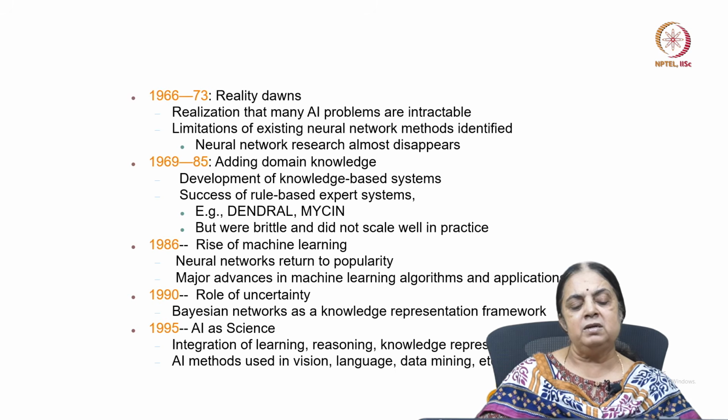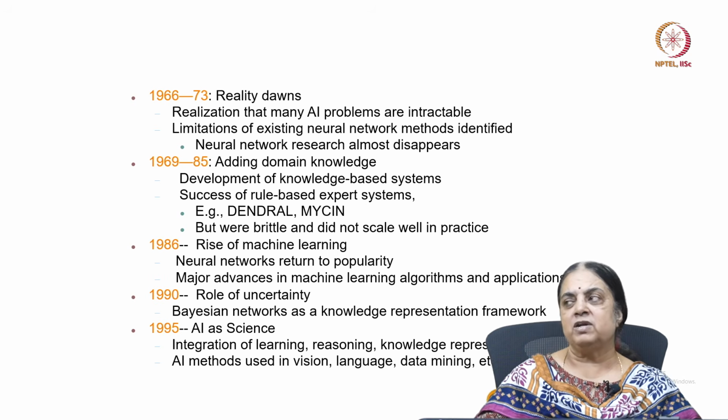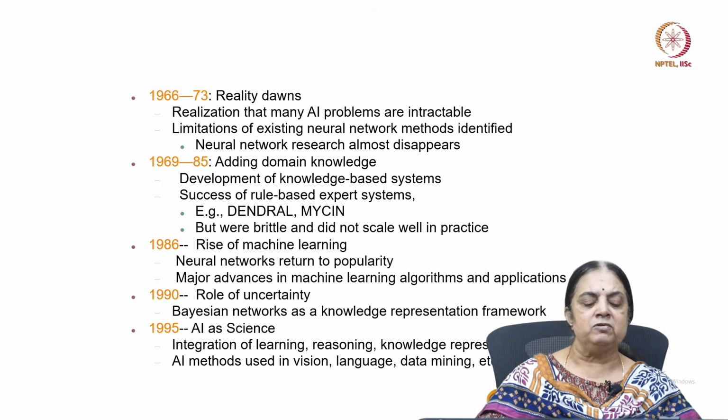And it was only in the 1980s that you found machine learning came up, right? Neural networks again returned to popularity because they discovered you could have one or two hidden layers, right? So when you have hidden layers, you can have a nonlinear system, okay, which will be able to solve more complex type of problems. So neural networks came back. There was a lot of advances in machine learning algorithms. A lot of machine learning algorithms came up, etc.